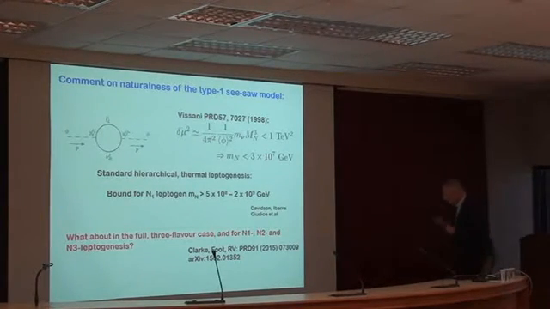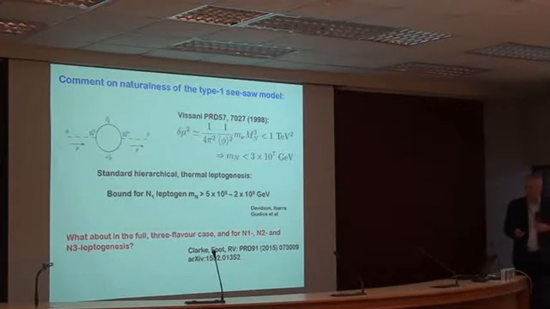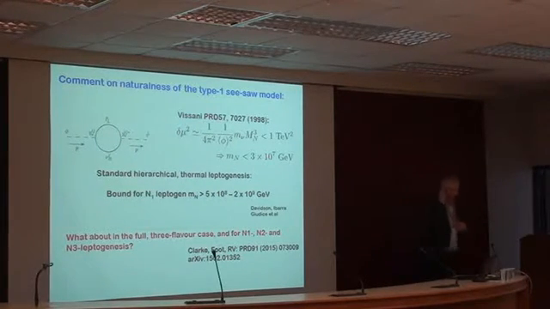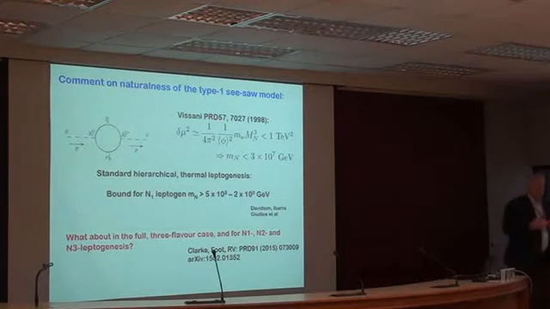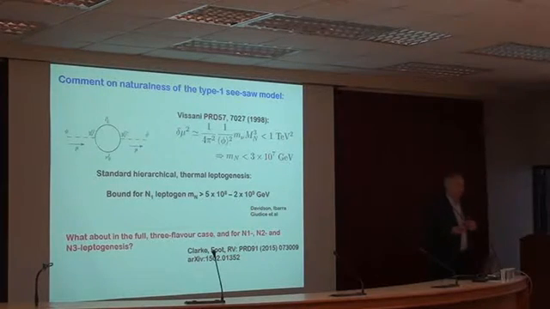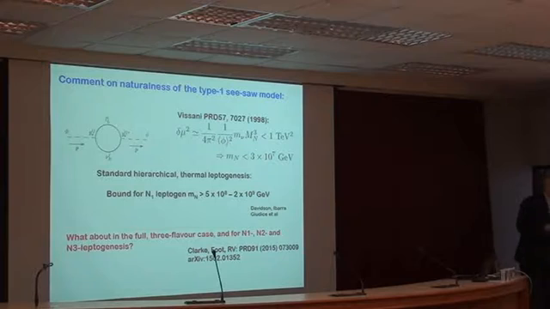Okay. I now want to make a small digression, but it's relevant. It's a comment on naturalness in type 1 seesaw models, and it perhaps provides a motivation for considering a broader class of theories beyond the type 1 seesaw. See, type 1 seesaw, of course, is everyone's favorite neutrino mass model. It's a terribly obvious model.